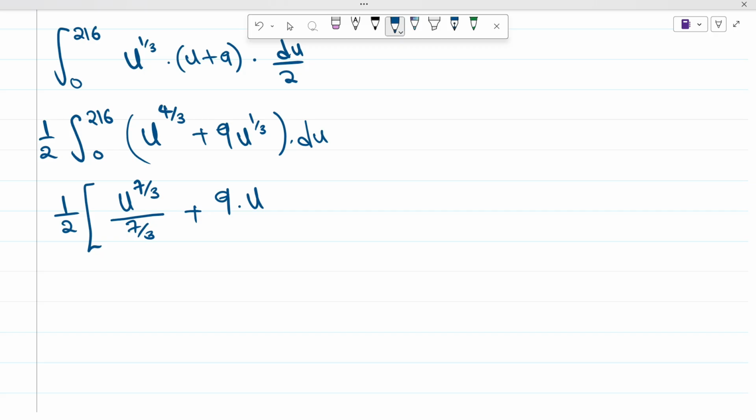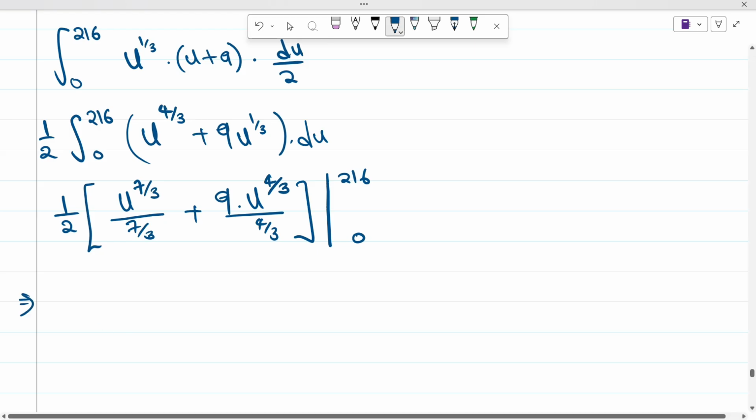1 over 3 plus 1, that's about 4 over 3. So that's 4 over 3. So all of this divided by 4 over 3. Put your limits, 216 and 0. Then we're just going to substitute from here. We're going to get that 1 over 2.